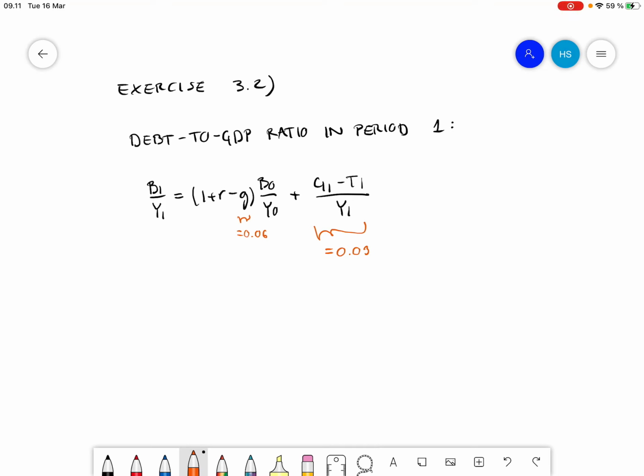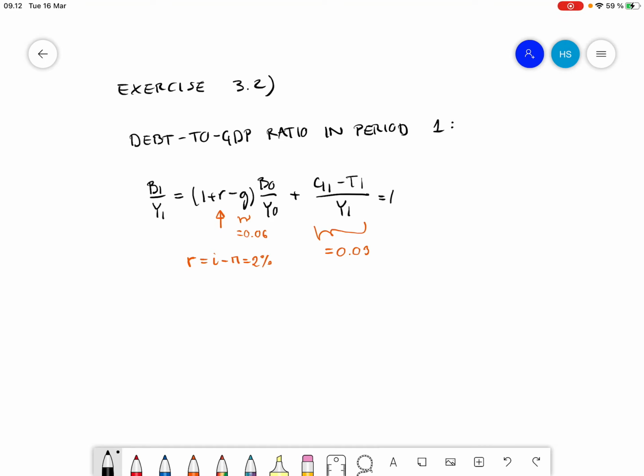Since all numbers are in real terms, we are computing the real debt to GDP ratio in year 1. So all numbers that are given in the exercise are in real terms. If we plug in r, what is r? r is the real interest rate, that is the nominal interest rate minus the inflation rate. The nominal interest rate is equal to 5% and the inflation rate is equal to 3%. So the real interest rate must be equal to 2%.